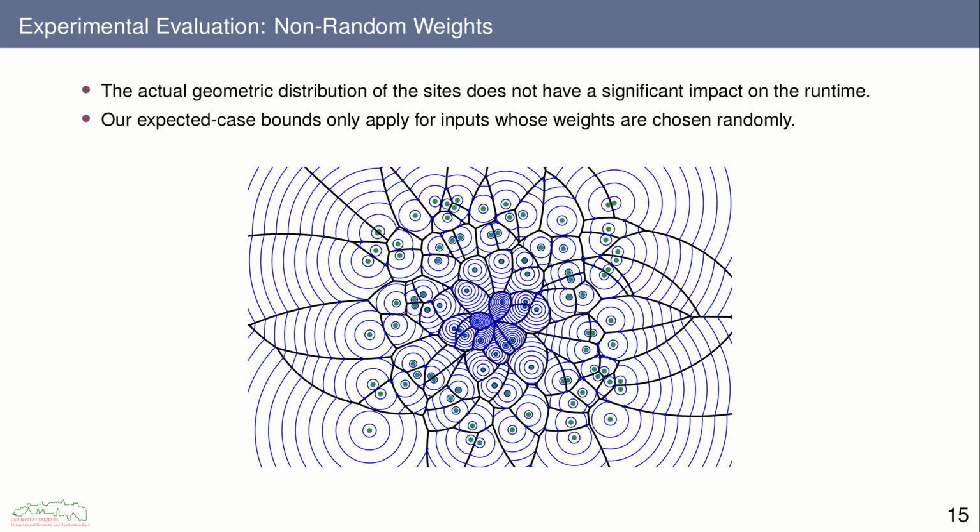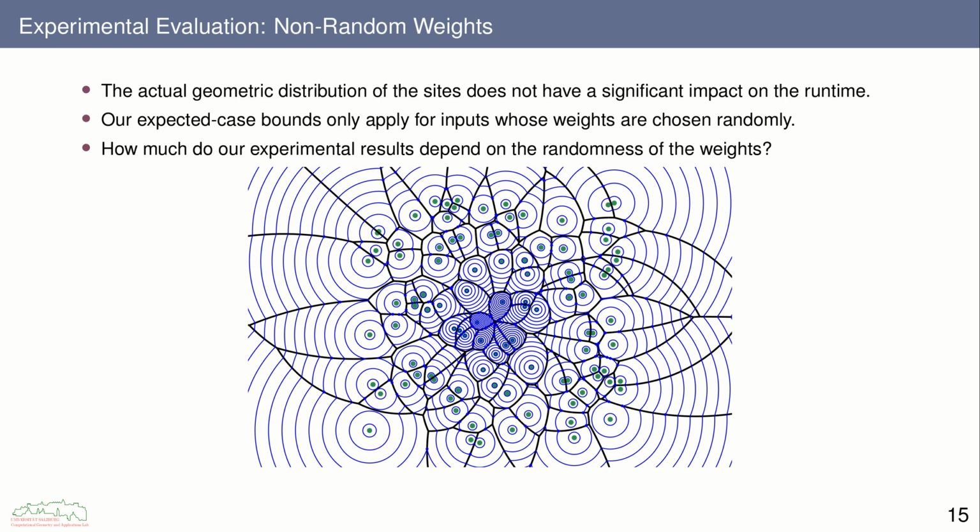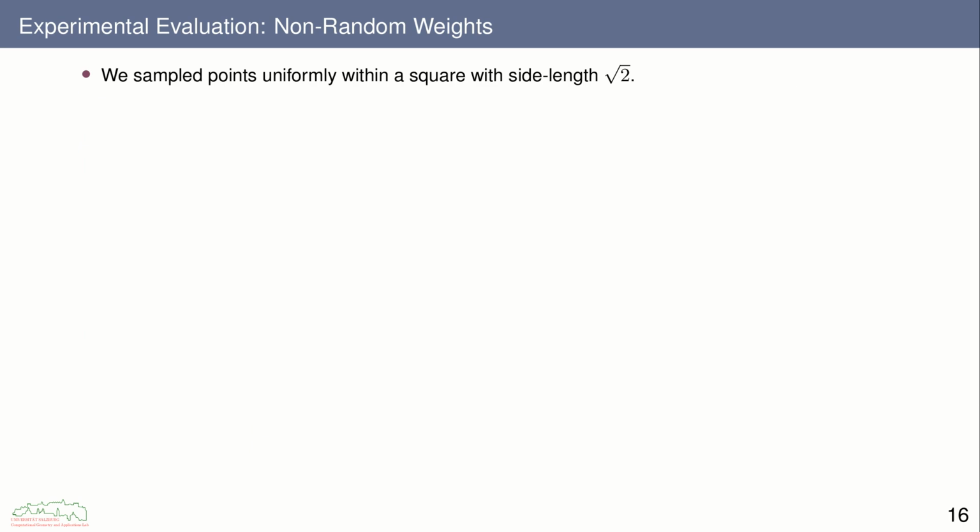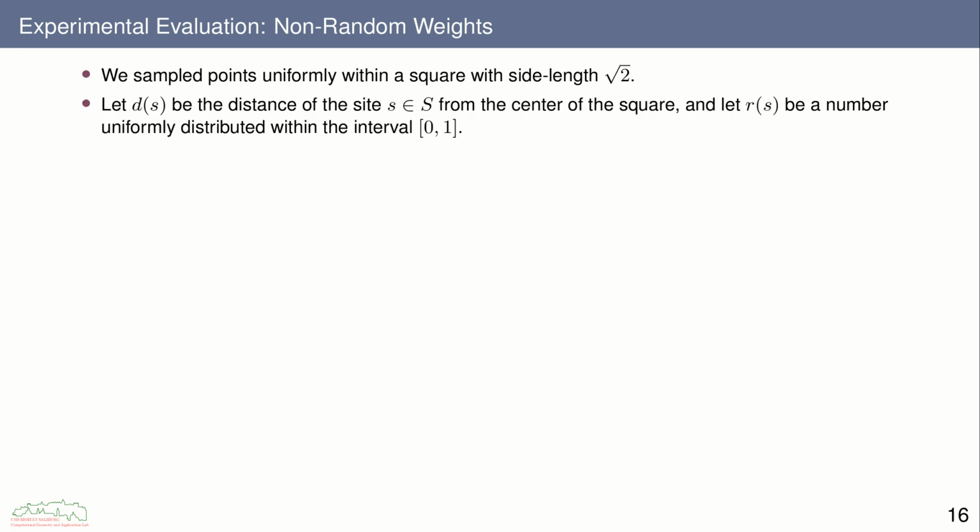As I already mentioned, our theoretical bounds only apply for inputs whose vertices are chosen randomly. Thus, one may ask the question, how much do our experimental results depend on the randomness of our weights? To answer this question, we use the following experimental setup. We sampled our points uniformly within a square with side length square root of 2. Now let d of s be the distance of a side S in capital S from the center of the square.